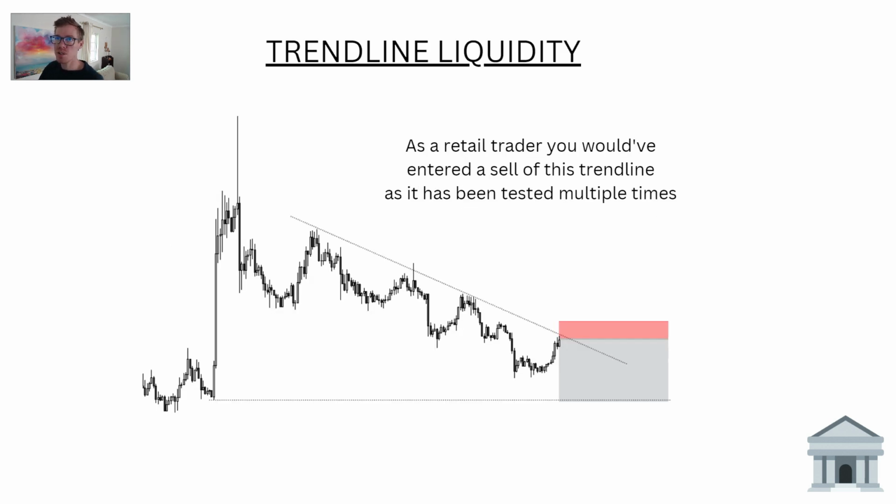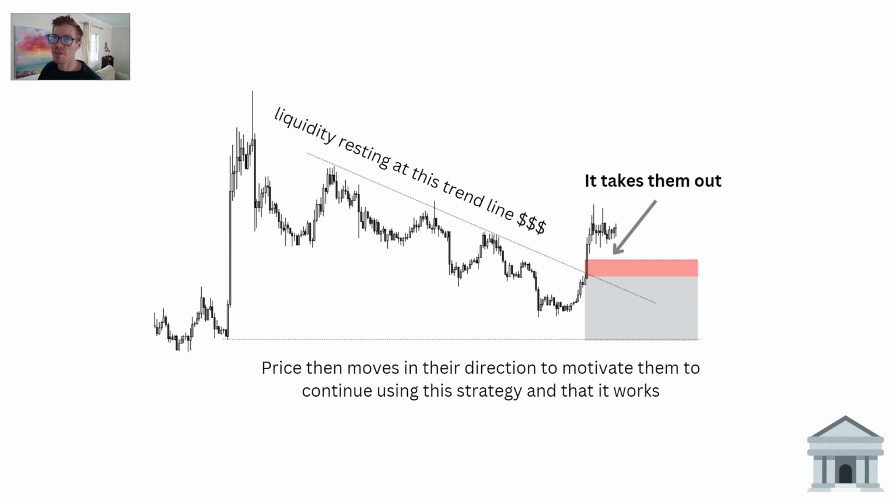Trendline liquidity. Most retail traders would enter a short position at this trend line over here, but the majority of the time it will break above the trend line and liquidate them. Only then will it move in the direction they thought it was going to go, essentially faking them out and causing a liquidity sweep. It's always good to become aware that this happens a lot in the market.